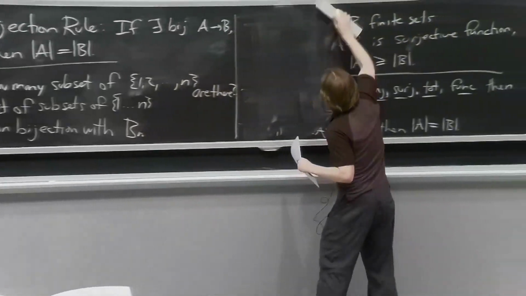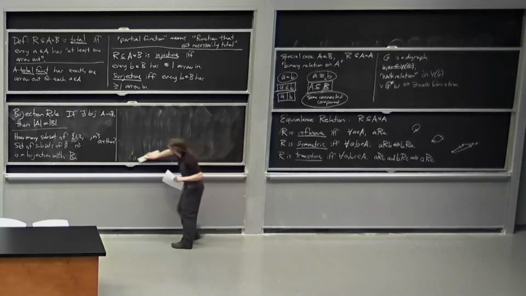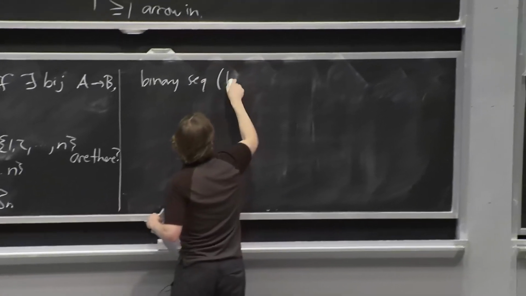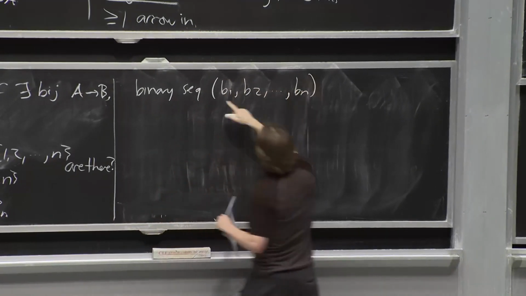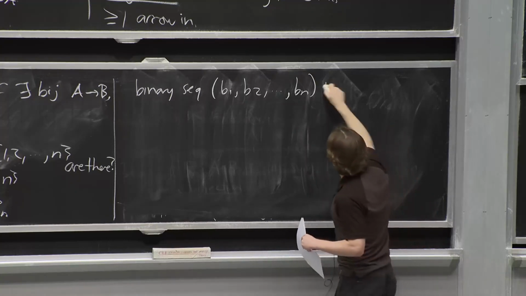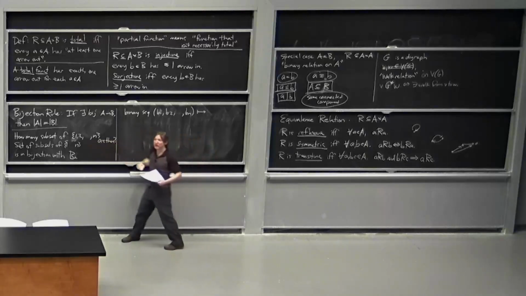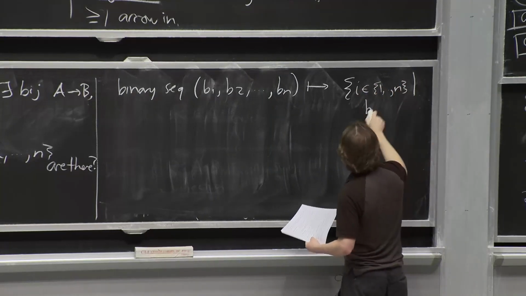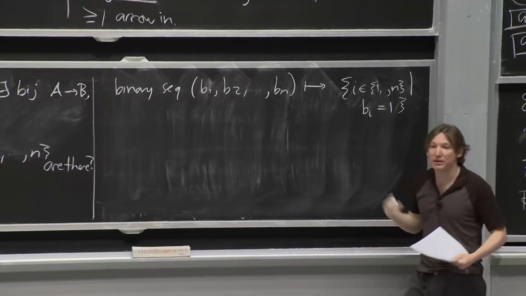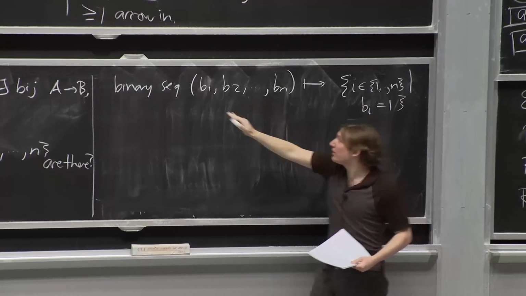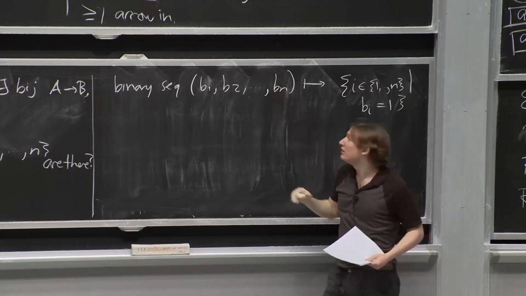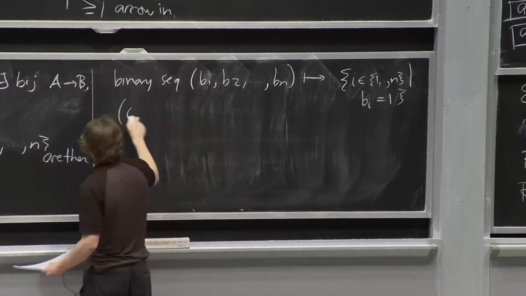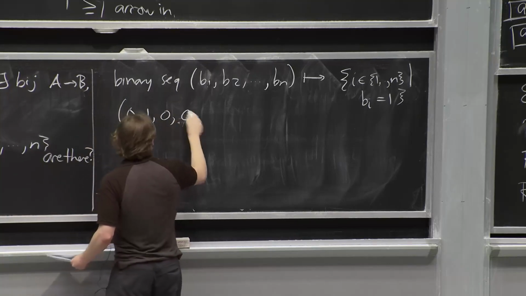And to prove that, we can just define our function and verify that it's a bijection. So given a binary sequence B1, B2, through Bn, where each of these is 0 or 1, I'm going to map that to a subset of 1 through n: the set of i in 1 through n such that Bi equals 1. We send it to the subset of indices that have value 1. So you can think of this as a sequence of binary decisions. Do we keep element 1 or throw it away? Do we keep element 2 or throw it away? All the way down.